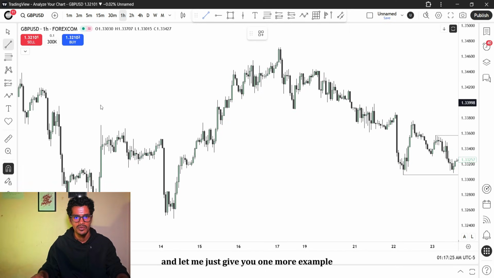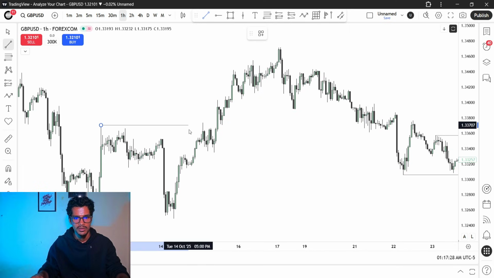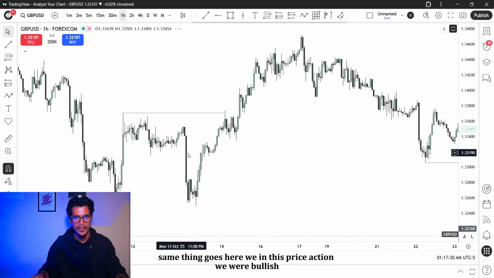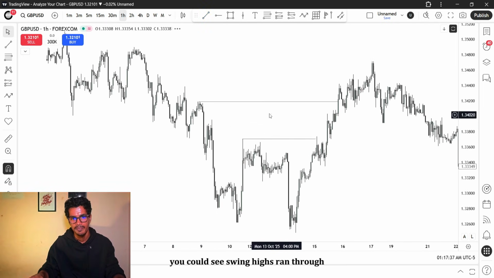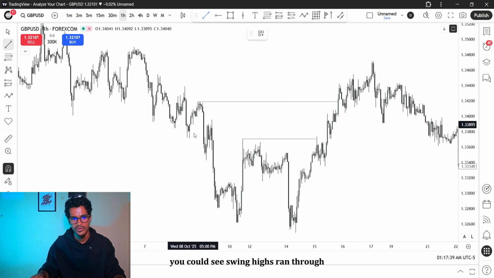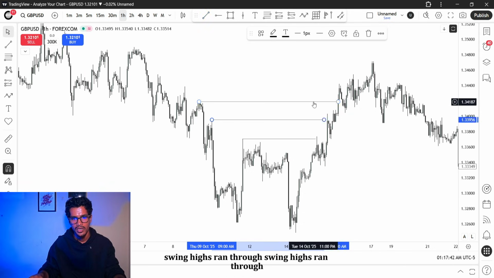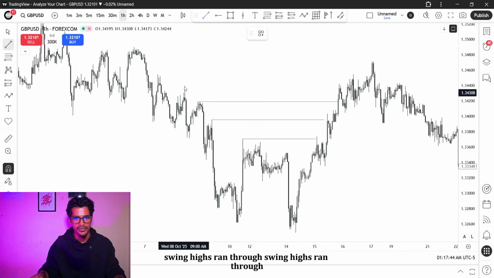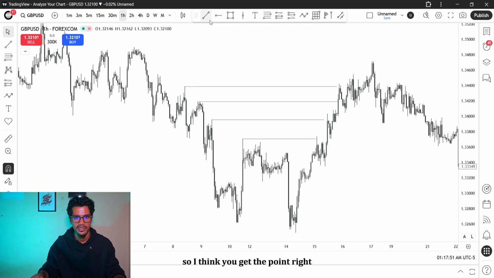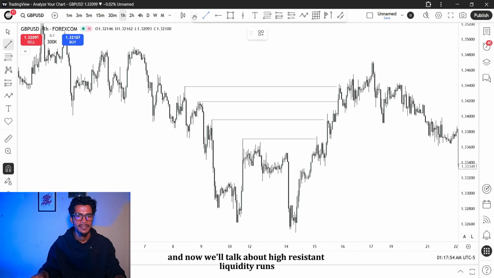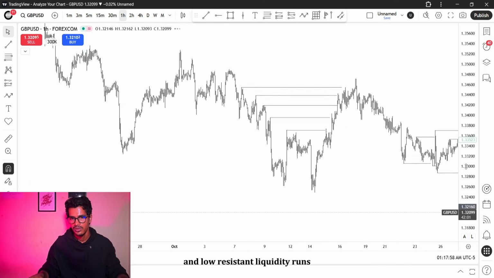And let me just give you one more example. Same thing goes here. In this price action we were bullish, so price was looking for buy side liquidity. You could see swing highs ran through, swing highs ran through, swing highs ran through. So I think you get the point, right? And now we'll talk about high risk liquidity runs and low risk liquidity runs.